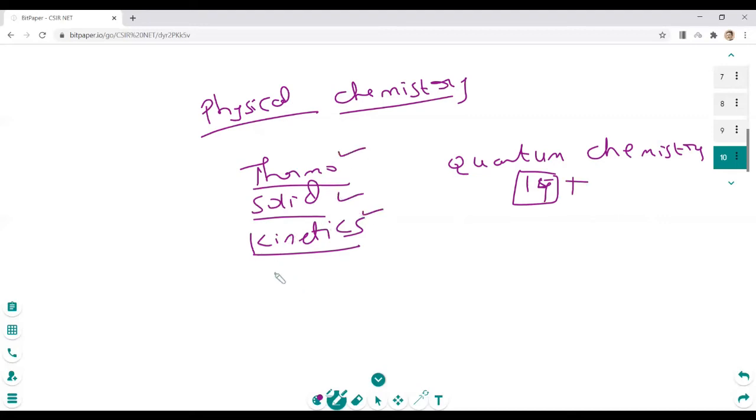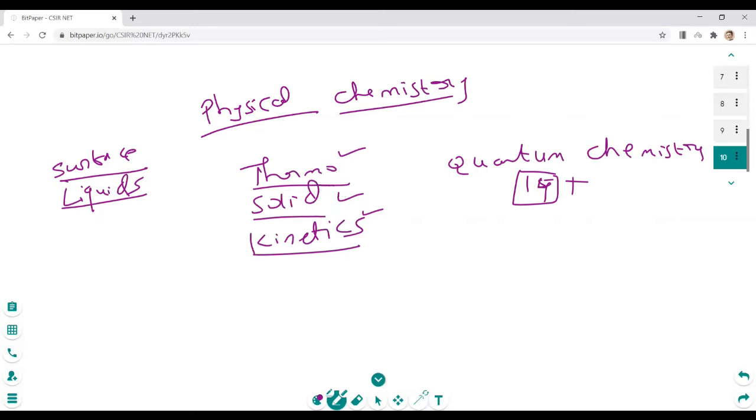Other than that, there will be small concepts based on surface, like Freundlich isotherm, Langmuir isotherm, BET isotherm; those kinds of concepts from surface can come. Maybe other things like liquids and others, but they're limited. Major is thermodynamics, solid state, and kinetics.